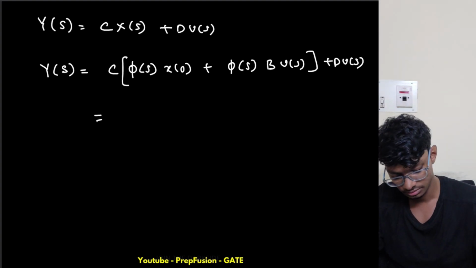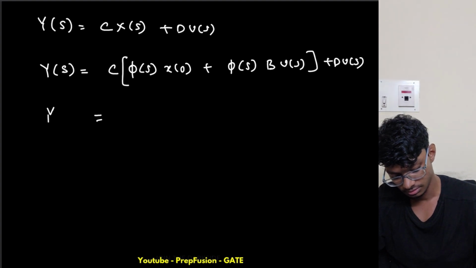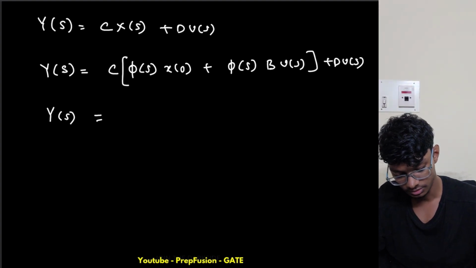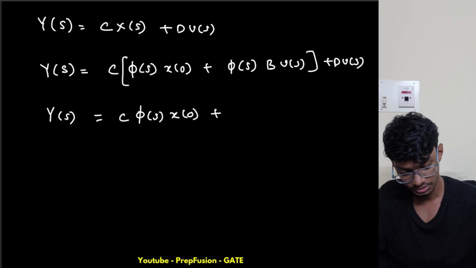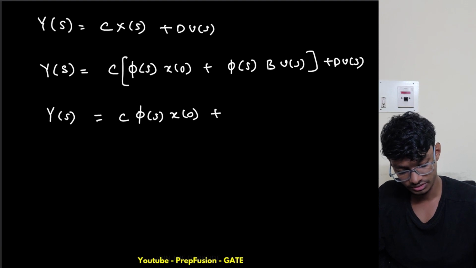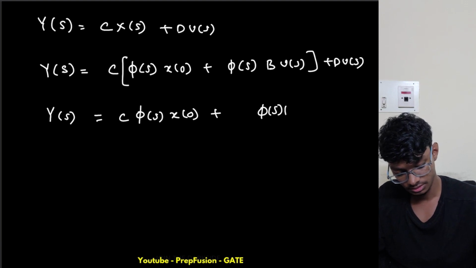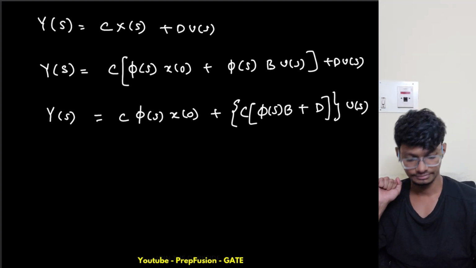So what I can write: Y of s equals C phi of s x of 0, plus, I will take U of s as common, so this becomes phi of s times B plus D. We have C also at the outside, and we have U of s at the end. Okay, so write this.